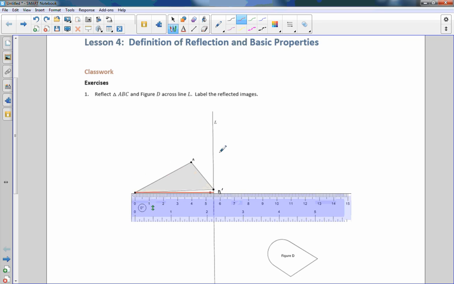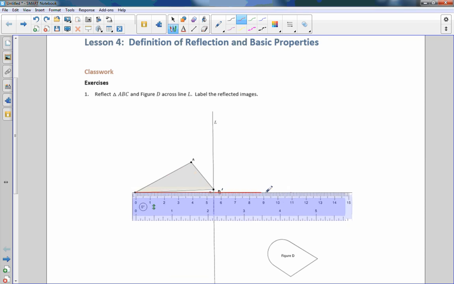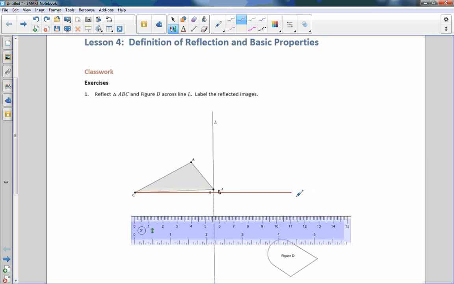So if I spin my paper around, I'm going to be the same distance away from L on the other side. So if I was 55 away on the left, and I'm 55 away on the right, well, 55 and 55 is 110, which is 11 centimeters, or 110 millimeters. So I want my line to go out to here, and my new dot is going to be here, and that is going to be my image of C, which is C prime.